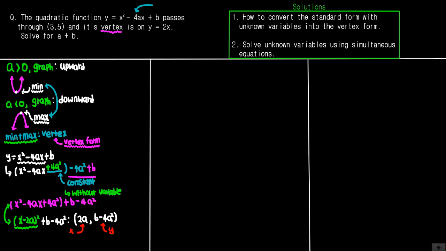We can also know from here that our original function's leading coefficient is 1, which is a positive value, and when the a value is positive, the graph will go upward and it will only contain a minimum point. So we can say that this vertex is the minimum value, or the lowest point, of the quadratic function y is equal to x squared minus 4ax plus b.